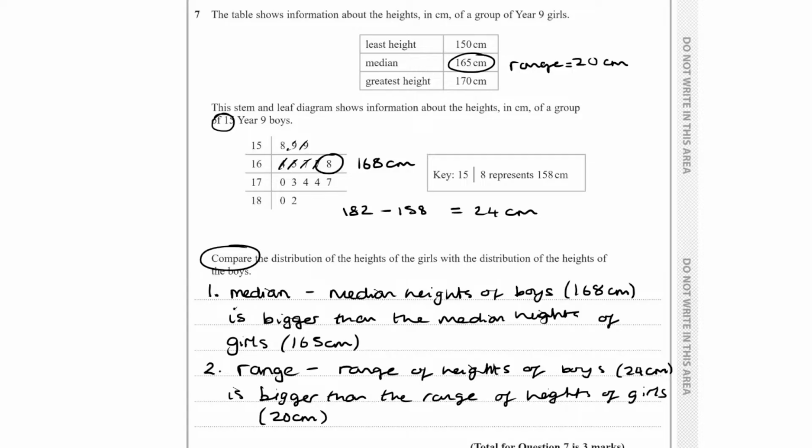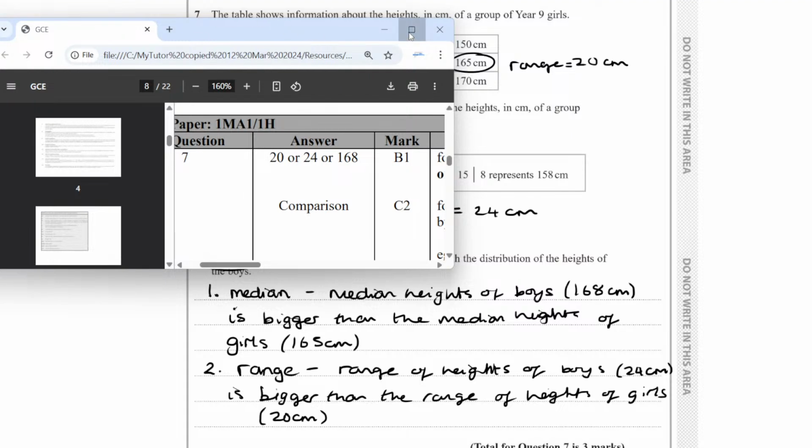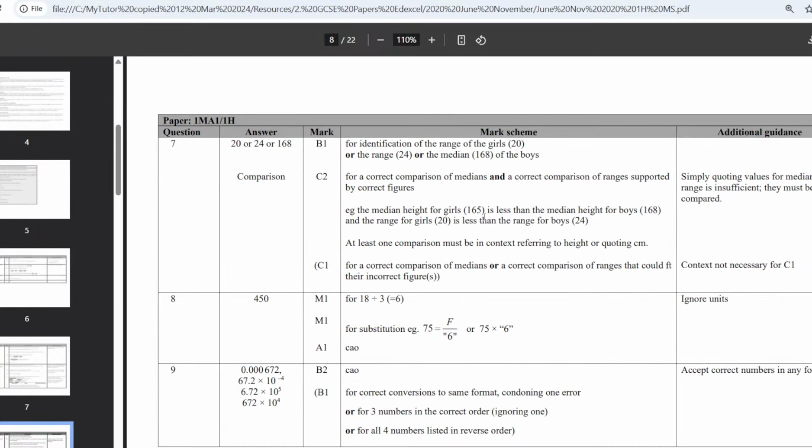So the fact that you wrote 168 centimeters for the boys is 1 mark. So you've got that. Then it says 2 marks for the comparison. So you get 1 mark for the figures and then 2 marks for the comparison, for a correct comparison of medians and a correct comparison of ranges supported by both correct figures. Let me drag it over here so you can see what I'm saying. Do you see how the first mark is for just one of the numbers? As long as you get one of the numbers right, then that's the first mark. Obviously not the 165 because that's on the table, but any of the others that you calculated.